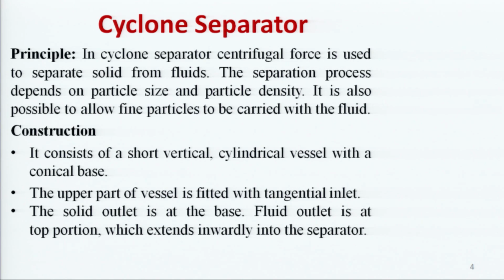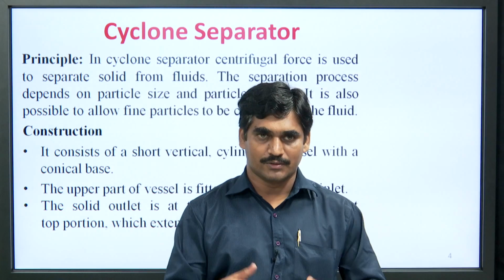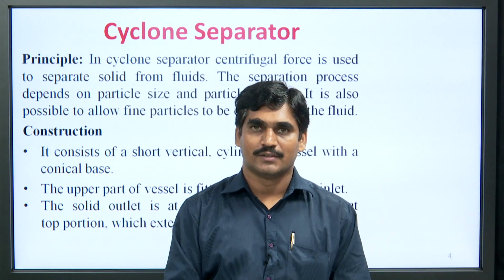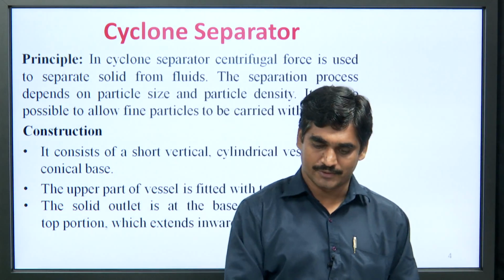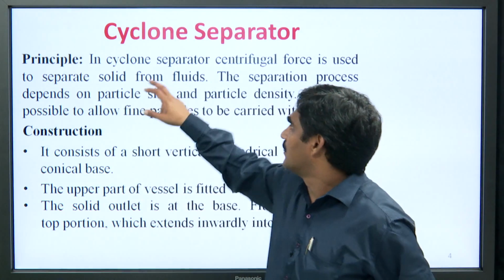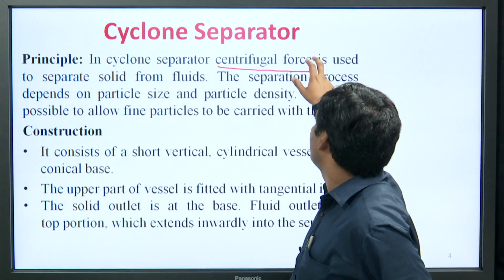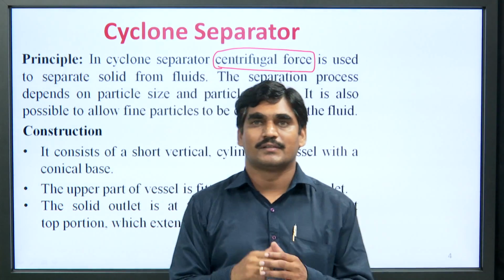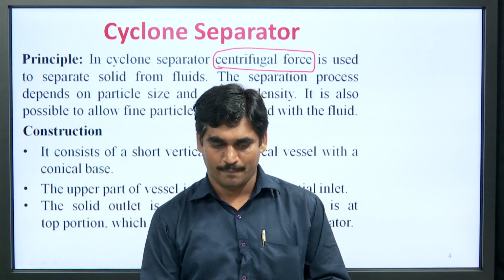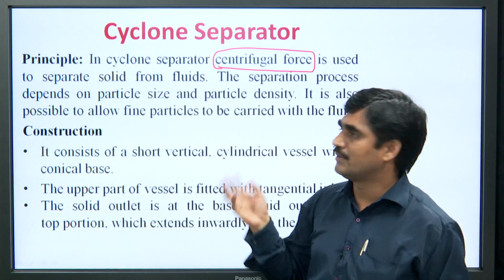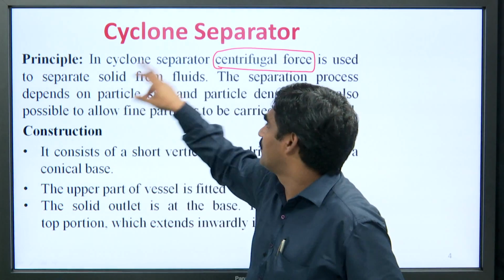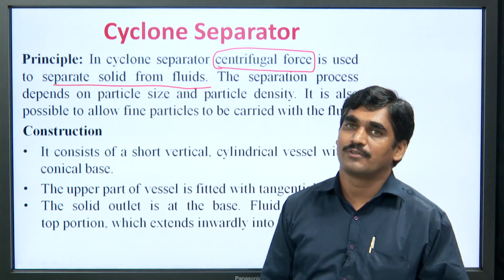Next apparatus comes cyclone separator. It is another type of apparatus which is used for size separation process. In cyclone separator, as I have previously explained, the mechanism of action is centrifugal force. That means, in this case centrifugal force is used for separating the particles. So, this is the principle behind size separation in cyclone separator. This centrifugal force is used to separate solid from fluids.